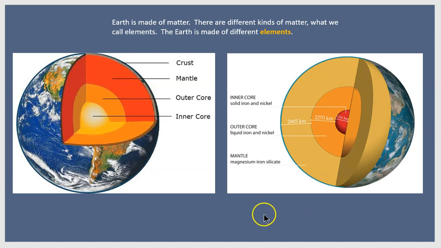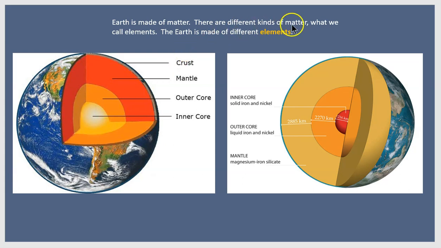This will be part 2 of the Earth lesson. So we've identified Earth as a planet, and now let's focus on its composition. Earth is, of course, made of matter. So it's a massive object, and the mass exerts gravitational influence.